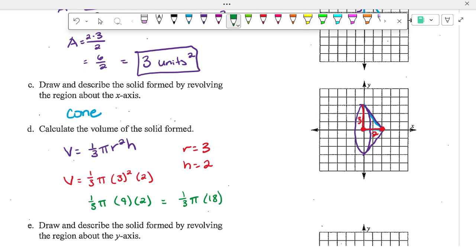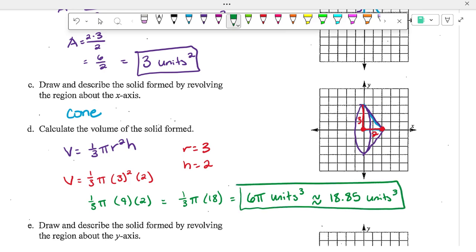Now, what's 1/3 times 18? That's the same thing as doing 18 divided by what? 3. So 18 divided by 3 is what? So this is exactly 6 pi units cubed. What is that approximately? Put it in your calculator, rounded to 2 decimal places. 18.85 units cubed. So that would be the volume of that cone.